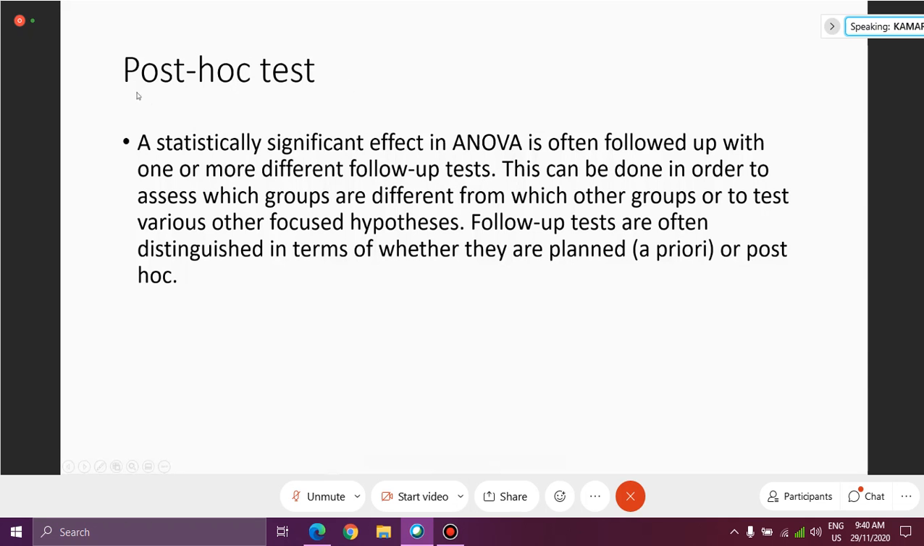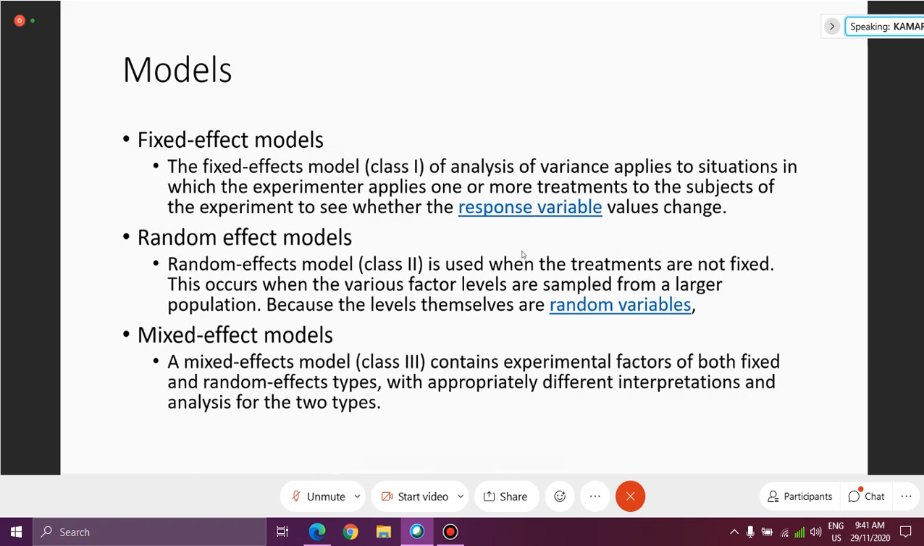From the post hoc test, we can see which pair of the groups are different. Is it between Malay versus Chinese, or Malay versus Indians, or Chinese versus Indians? Or are all the three groups different? So that's the use of the post hoc test.